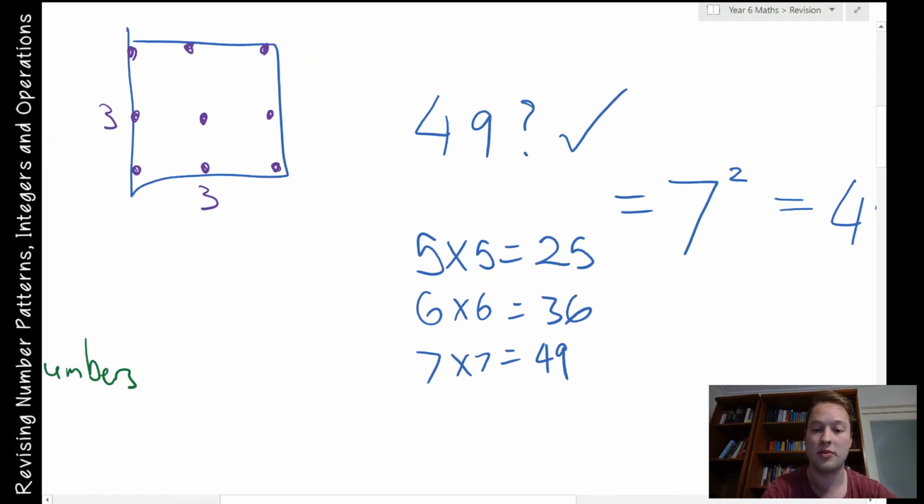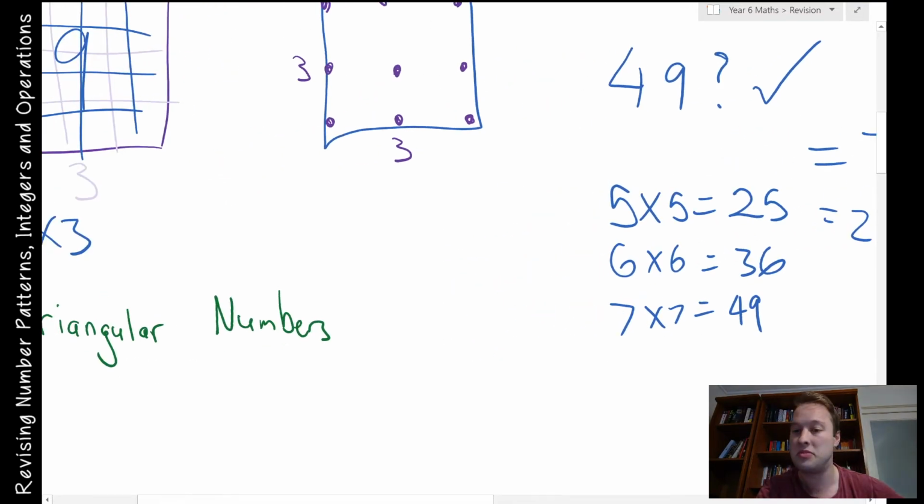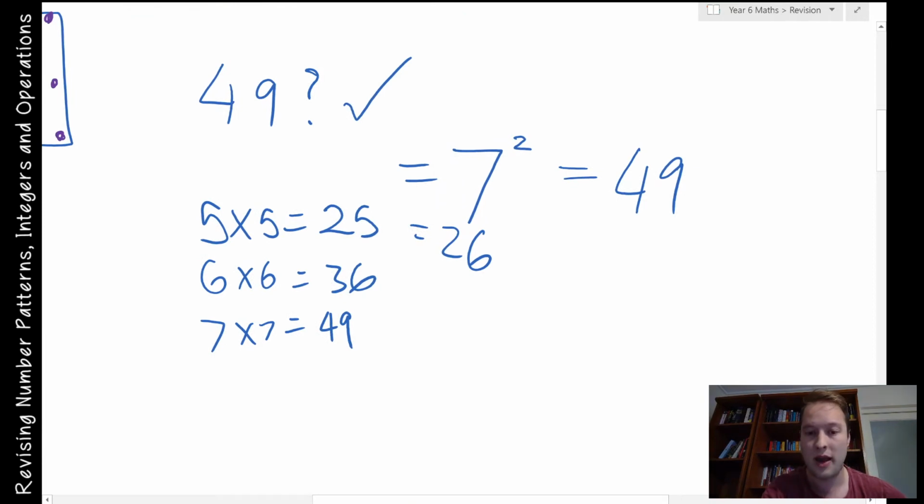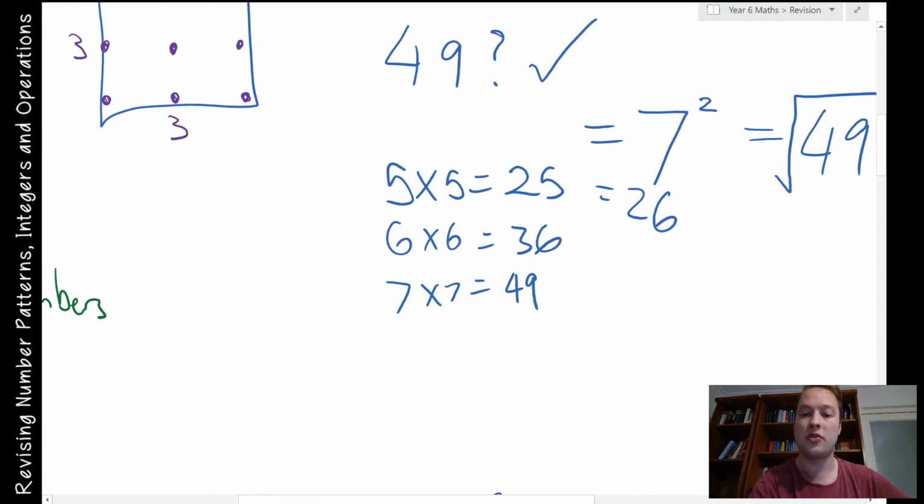An example of something that's not a square number is 26. I can't times something by itself to get to 26, unless it was some number with lots of decimals, and that would be very hard to do. We actually work backwards, and you can say, what is the square root of 49? And the answer is 7. So square root is when you're going the opposite direction, and it looks like that.